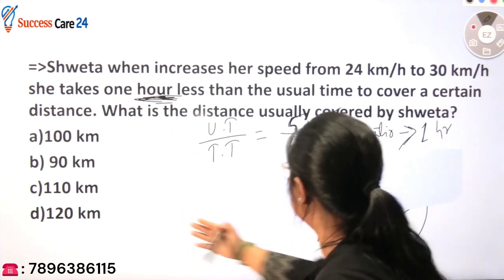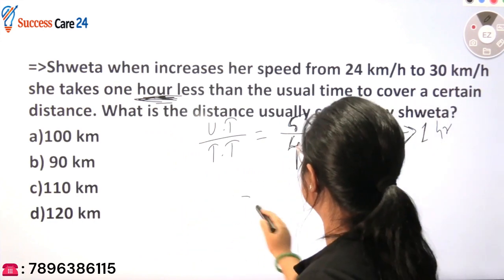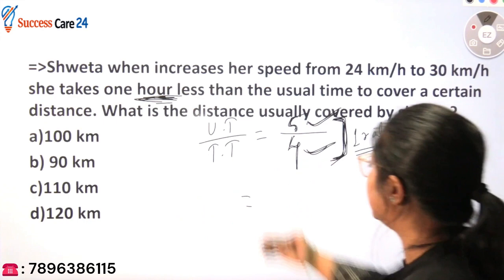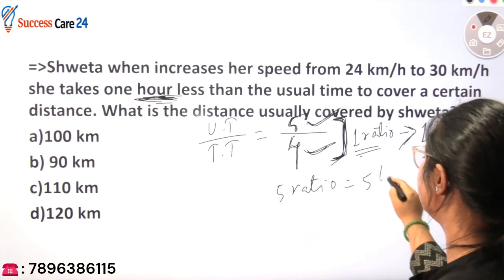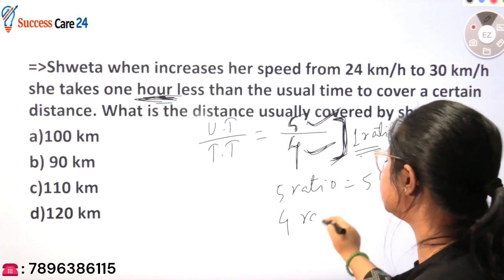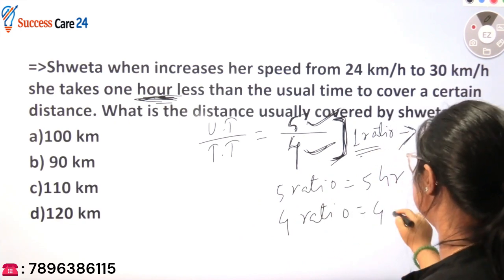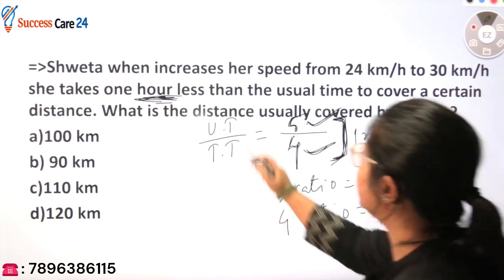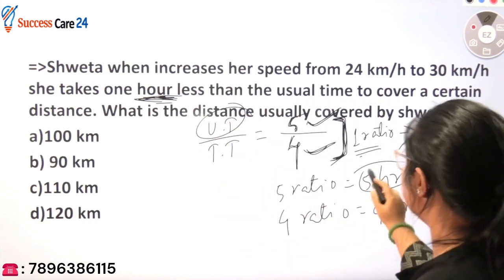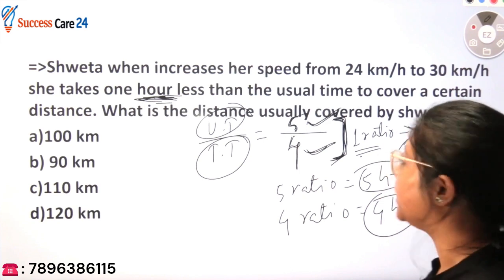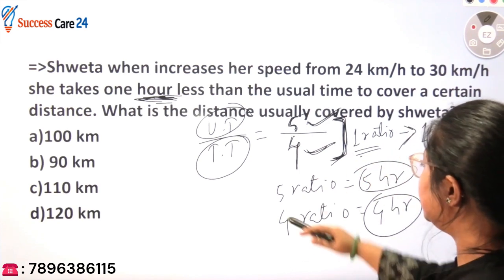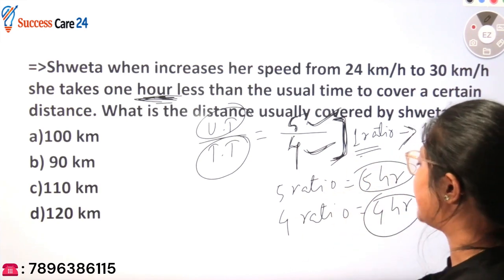So from here, what we can do? If 1 ratio is 1 hour, then 5 ratio would be how much? 5 ratio would be 5 hour, and 4 ratio would be 4 hour. That means her usual time is 5 hour and her today's time is 4 hour. Okay. So using the ratio, we can calculate those usual time and today's time.